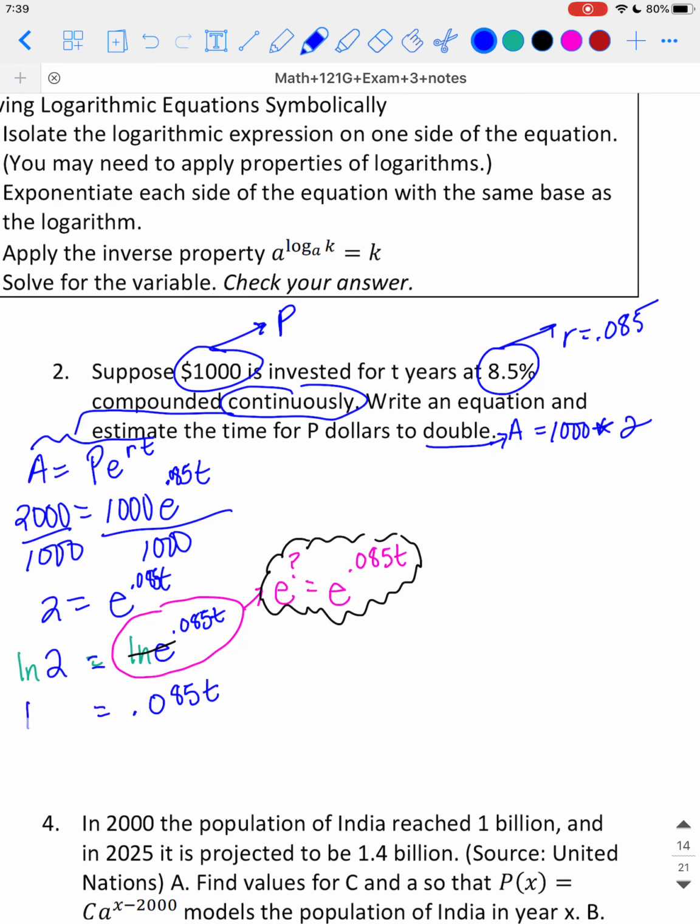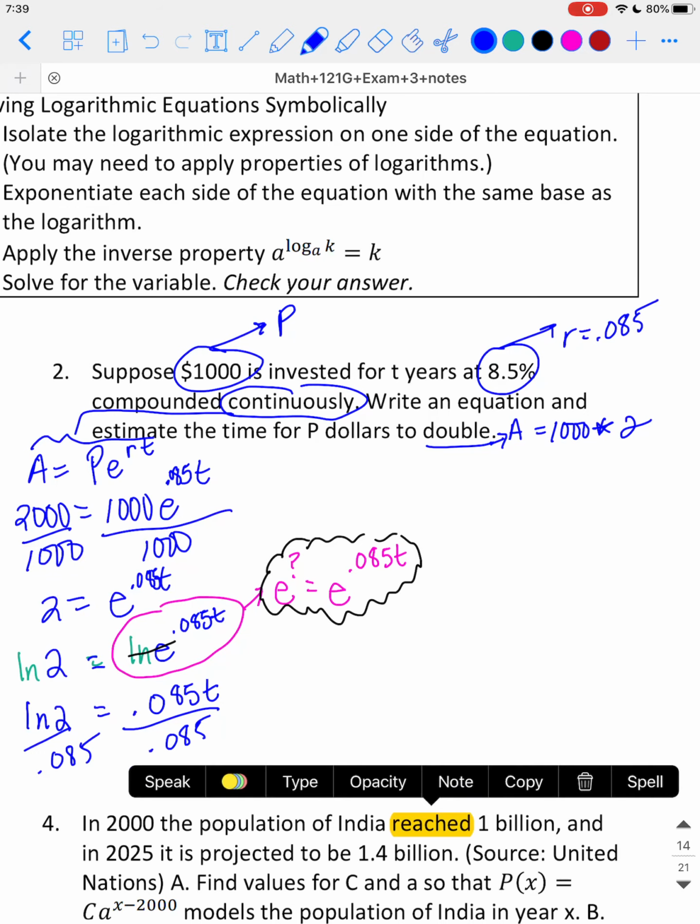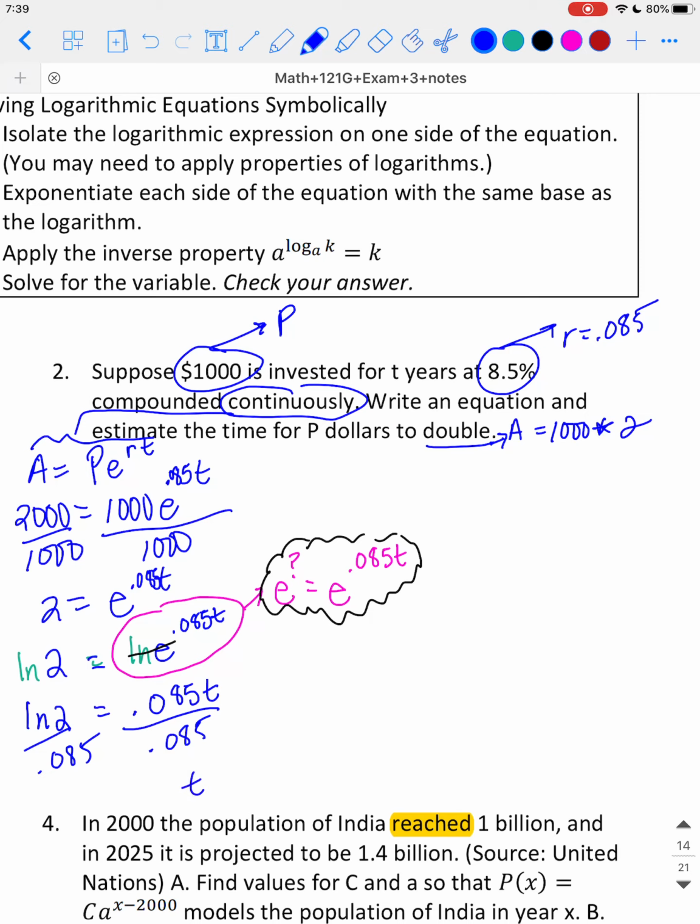Okay, so on the left-hand side, I'm left with ln of 2. And so I'm going to divide both sides by 0.085. And I get that t is equal to ln of 2 divided by 0.085. And please check it on your calculator. Make sure you know how to get those decimal representations. t is going to be approximately 8.5 years.